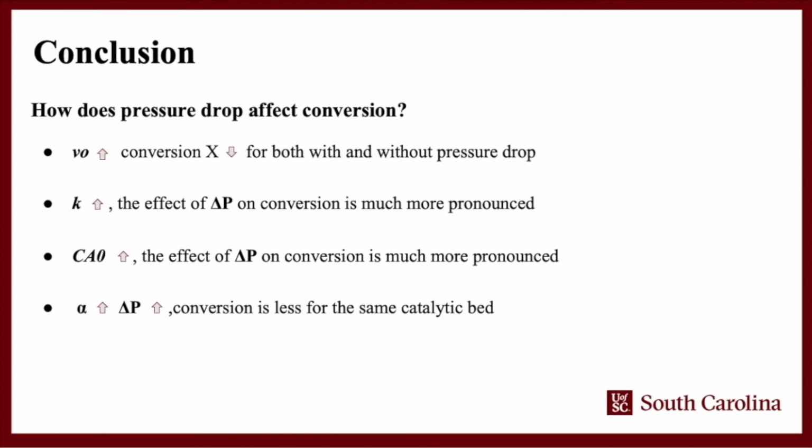When K increases, the effect of the difference in pressure on conversion is much more pronounced, and this is also the case when increasing the initial concentration of species A. When alpha goes up, the difference in pressure also goes up, and the conversion is less for the same catalytic bed.